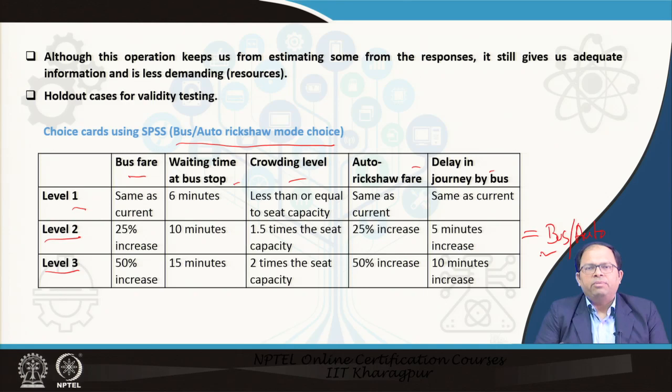And we will give a demonstration of how to create these choice cards using IBM SPSS Statistics software. Just one thing: in addition to creation of these choice sets, we also create something called holdout cases. That means we also add a few more combinations than the ones that are finally chosen by this software. So we give the software instruction to create some more cases which are usually tested for. We don't take choices of the users for those cases, but we test the validity of the design using those cases. So these are called holdout cases.